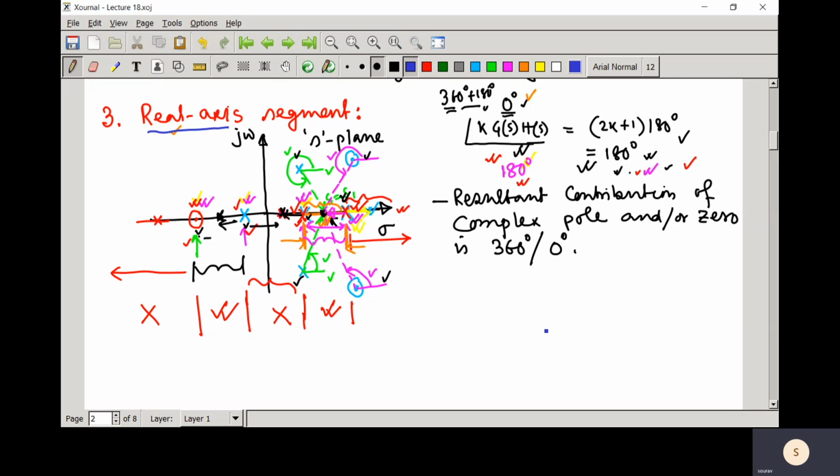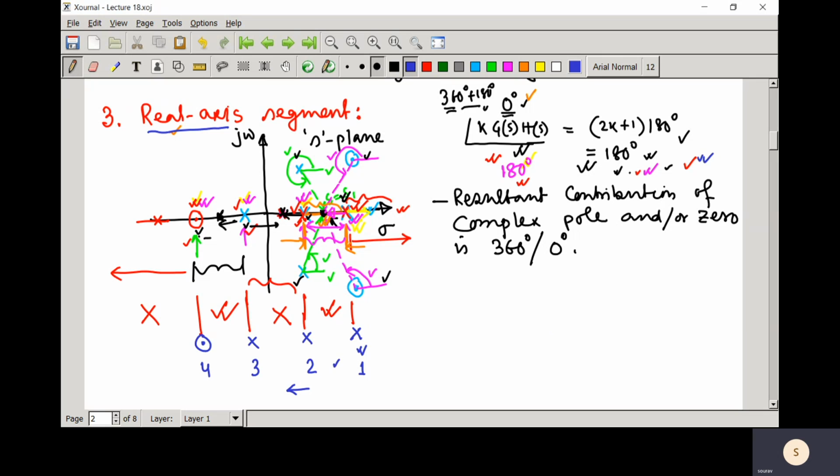Mathematically, the portion that satisfies this angle criteria belongs to the root locus. But here we have seen that this is one pole location, this is another pole location, this is another pole location, this is the 0 location. So if you start counting from here, you can see that this is 1, this is 2, this is 3, this is 4. I have started counting from this side.